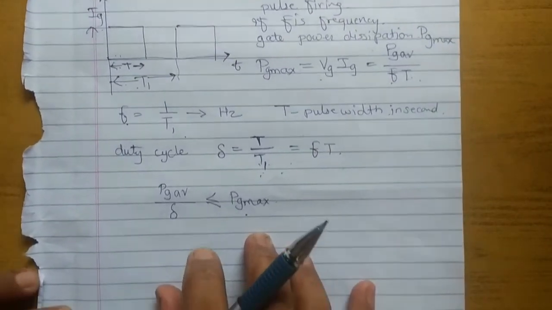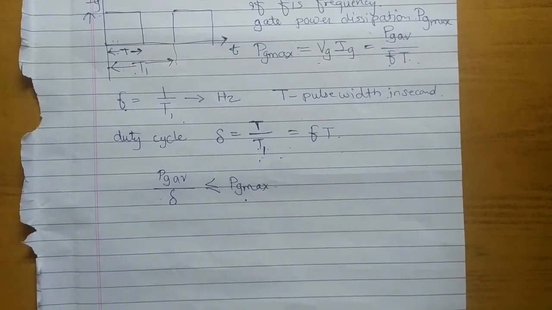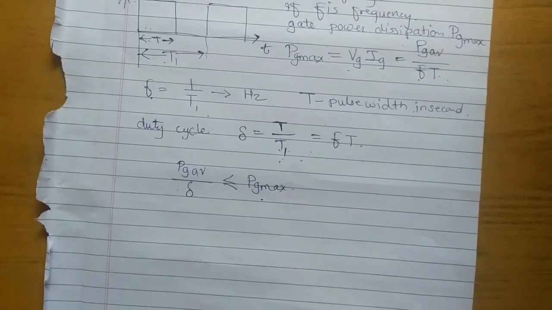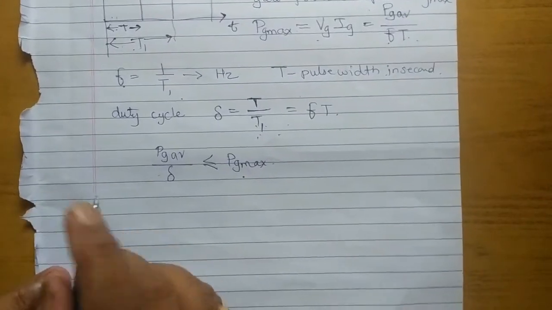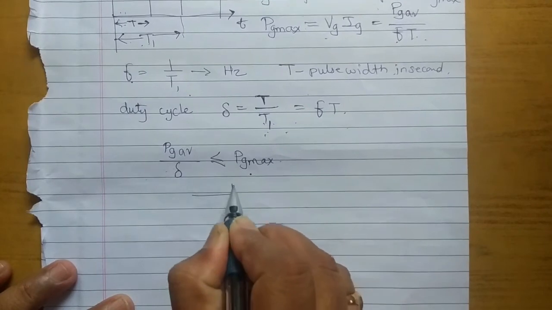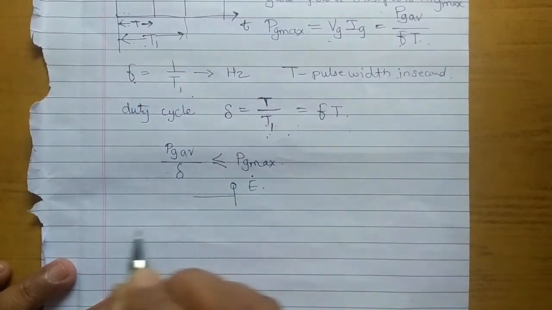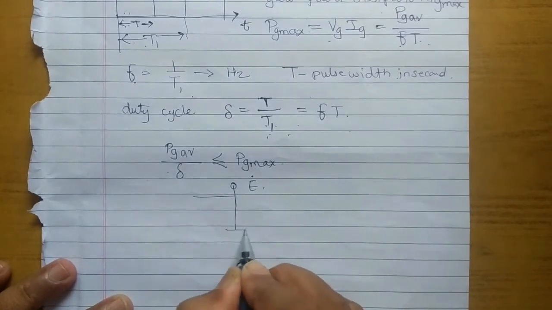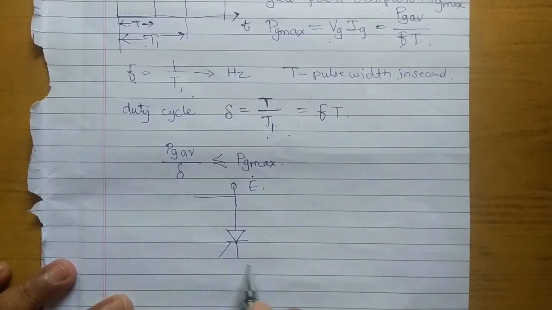Okay, so now after this consideration, we have to see how the gate trigger circuit should be. I will draw only a general one. It may vary depending upon the requirements. So this is your supply, that is E. And we are having SCR here. So we are connecting it like this.